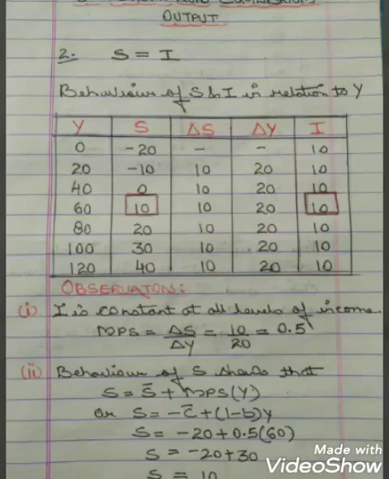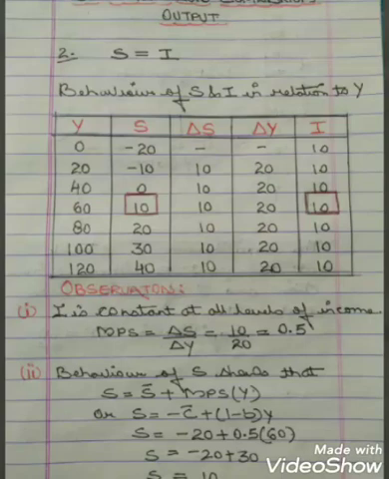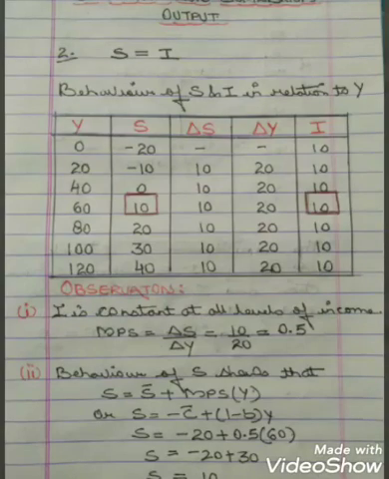This proves that S equals I. In the table, I have marked with a box S when Y is 60, which we already proved in the previous session when AS equals AD, or Y equals AD, was 60. Here, when income is 60, S is 10 and I is also 10, which says S equals I. This can be proved with the help of a diagram also.